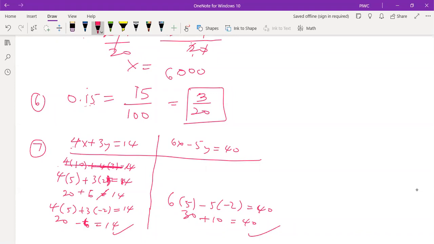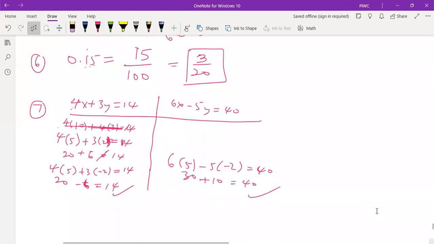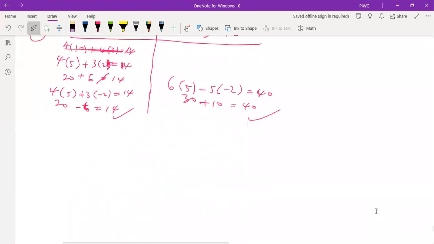Okay, number eight. Again, number eight, you can use proportion if you're stuck. Proportion can help you. Number eight. If you get the answer, you can just tell us.